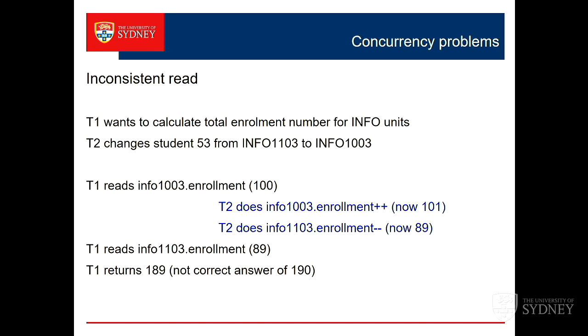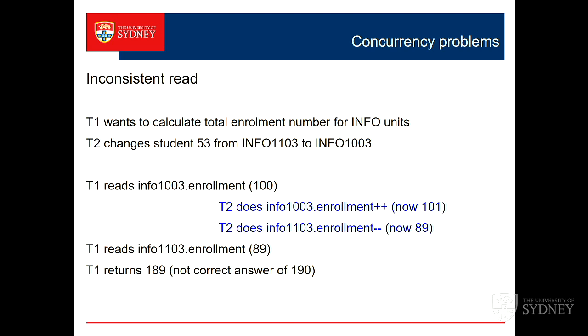Inconsistent reads. T1 wants to calculate the total number of students enrolled in info courses, of which there happen to be 2 that we're interested in, 1103 and 1003. This application code says, go and get the enrolment numbers for the first course, add the second course, third course, and just keep on totaling them up. That's cool. And T2 wants to move student 53 from 1103 to 1003, just move the student between the courses.